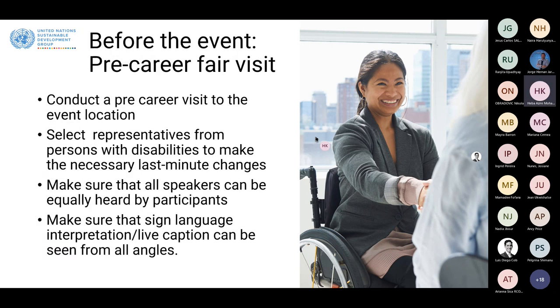You can also hold a pre-career fair visit, especially for persons with visual impairments. This would be really, really helpful for them to get a layout of the place or familiarize themselves with it, especially if they are going to come to the event with no sighted guide, using their white cane and traveling independently. So it would be very good to hold a pre-career fair visit.